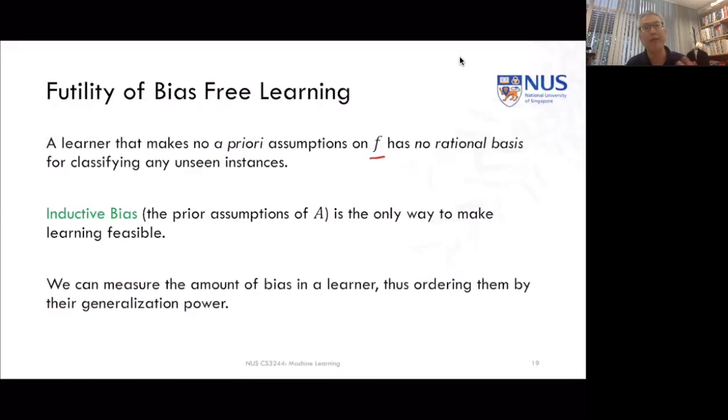Every single machine learning algorithm out there is going to have this trait called inductive bias, which is very important. It's basically the prior assumptions that a particular algorithm makes in order to make learning feasible. We can use inductive bias as a way to measure how much bias there is, and then choose or order the different learning algorithms according to how much bias they induce. Of course, the more bias there is in an algorithm, the stronger its capability to generalize, but the more assumptions it's making.